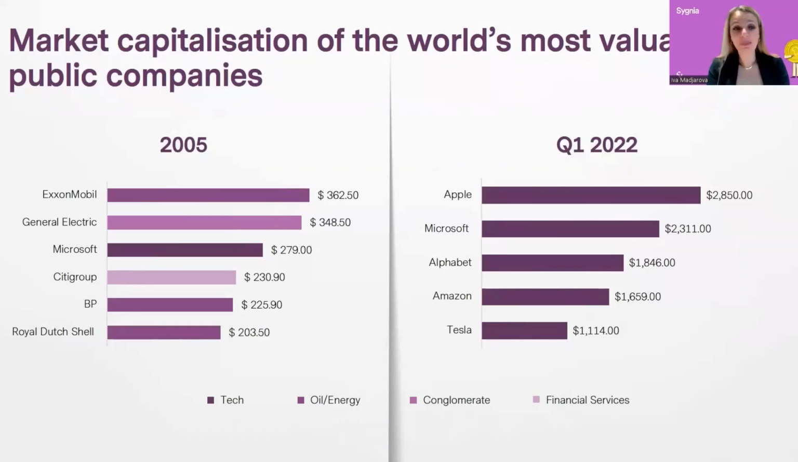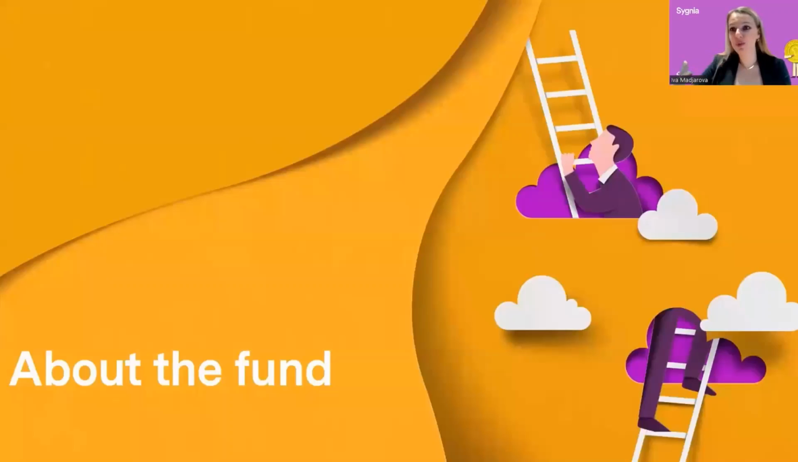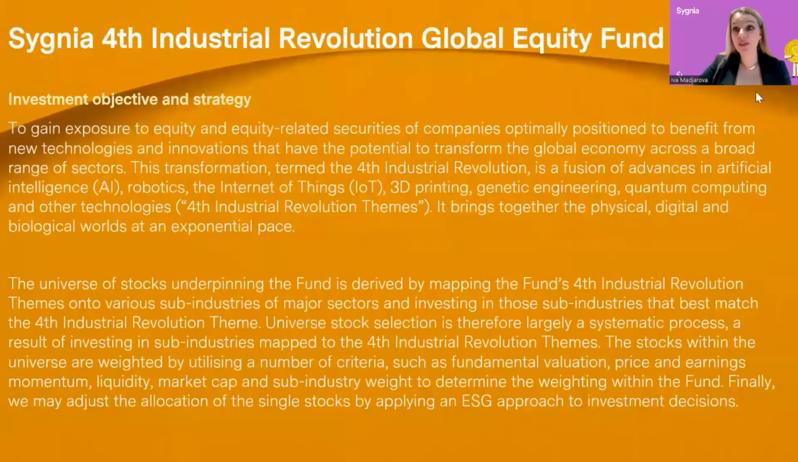So hopefully when we're looking at this slide in 2030 or 2035, some of the companies from the 4th Industrial Revolution Fund will make it onto this list of being some of the most valuable companies in the world that are changing the way that we use technology or the way that we live our lives. So to tell you a little bit about the fund, what it tries to achieve from an investment objective and strategy perspective.